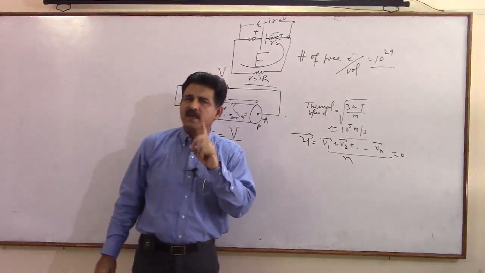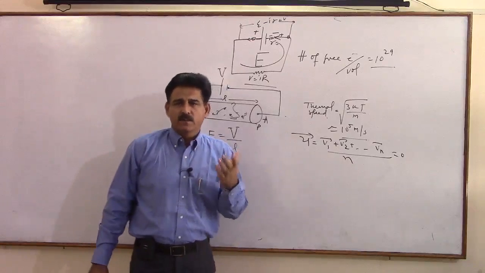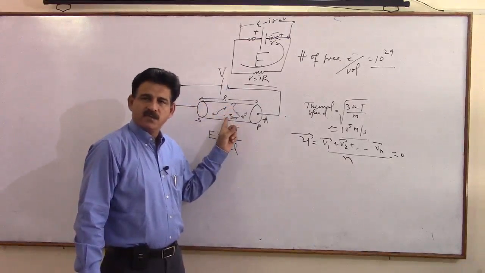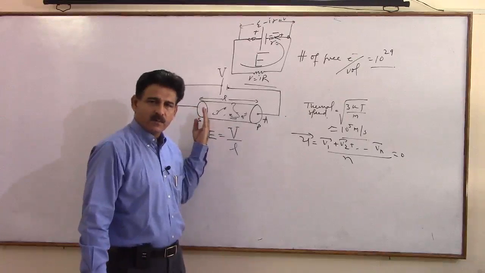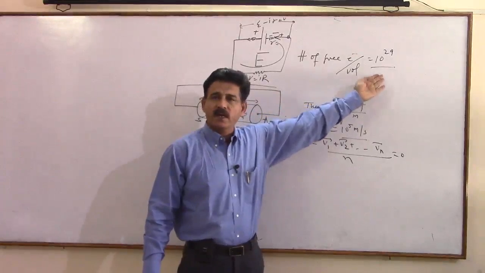I am not saying that the conductor would become charged. It will not. Why will it not become charged? Because the parent proton is there in the same conductor. So charging नहीं हुई है, सिर्फ वो इलेक्ट्रॉन क्या किया है? Move किया है, right? If electron moves, these lattice ions of the order of 10 to the power 29 are present.